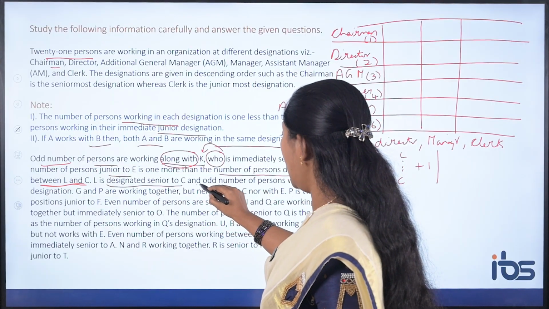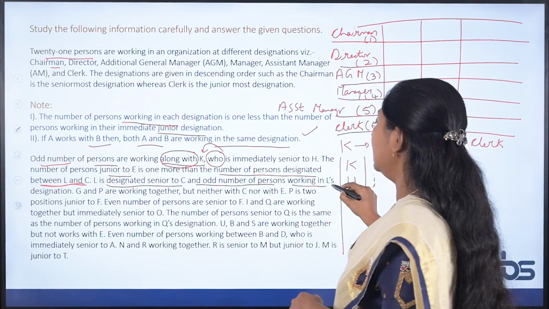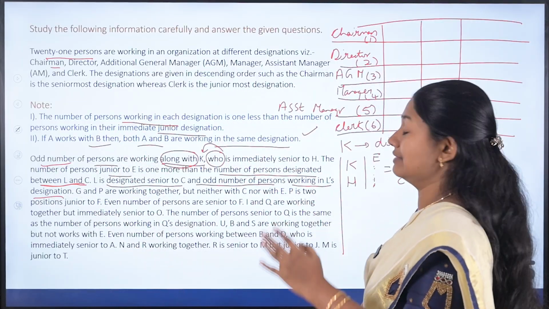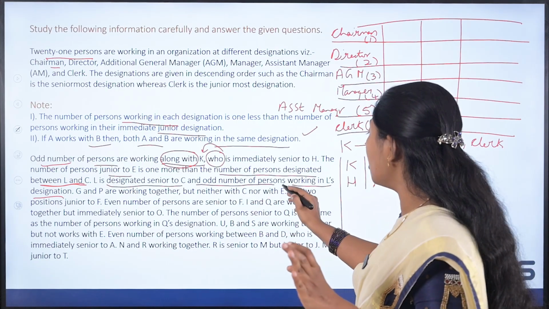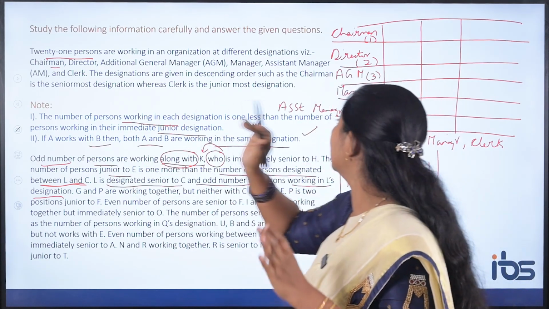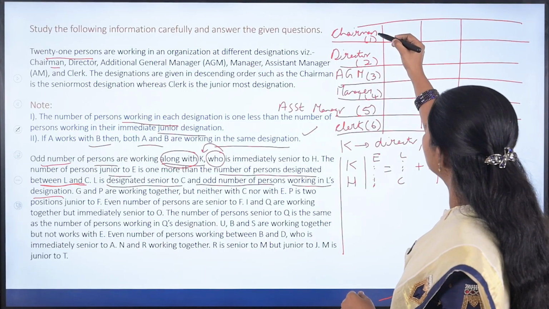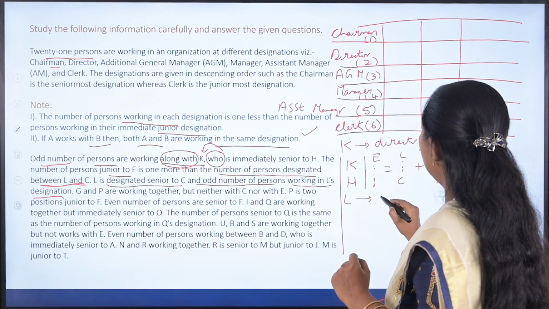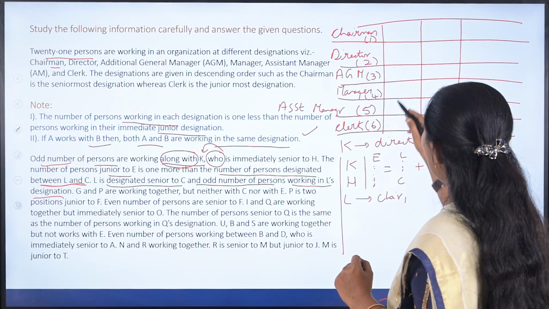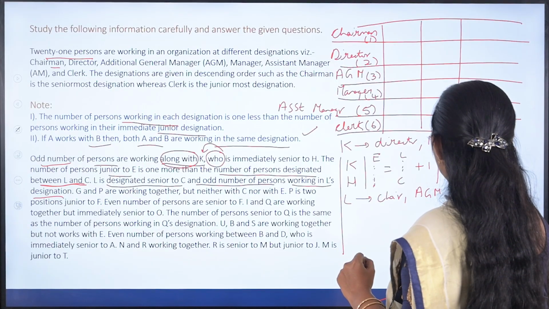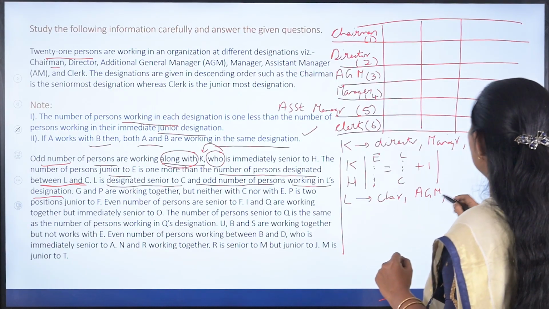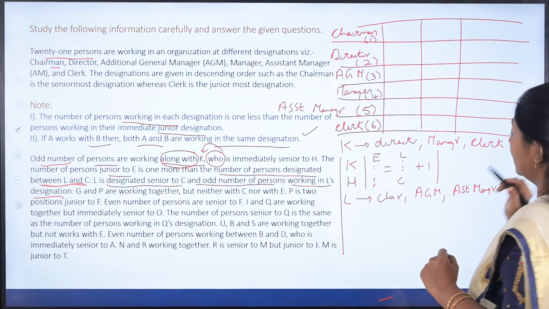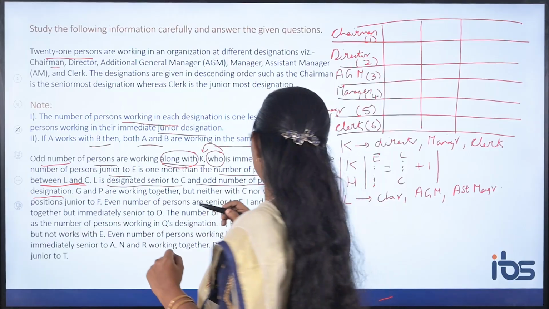L is senior to C and an odd number of persons are working in L's designation. How many odd numbers of persons do we have? We have one chairman, an odd number of persons. So L can be either chairman or AGM, or what else? Assistant manager. So only these are the three designations where L can fit.